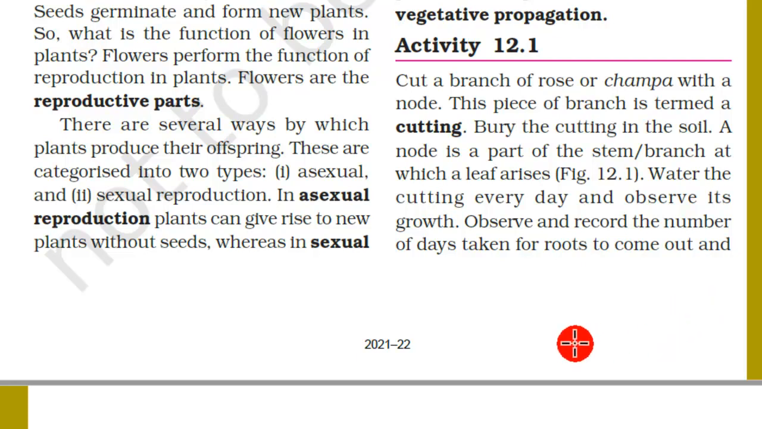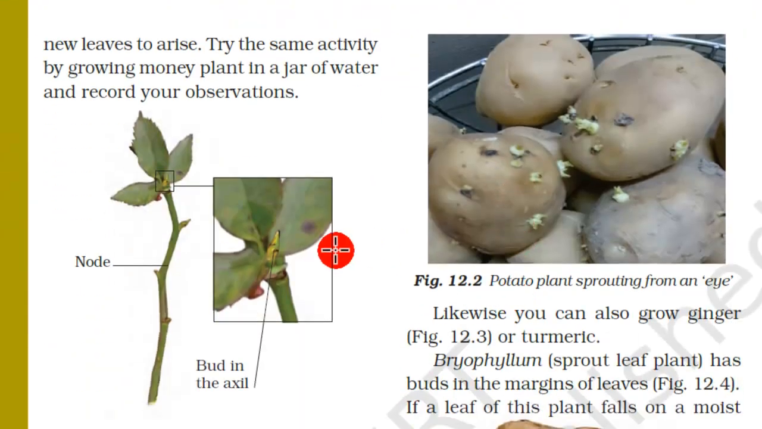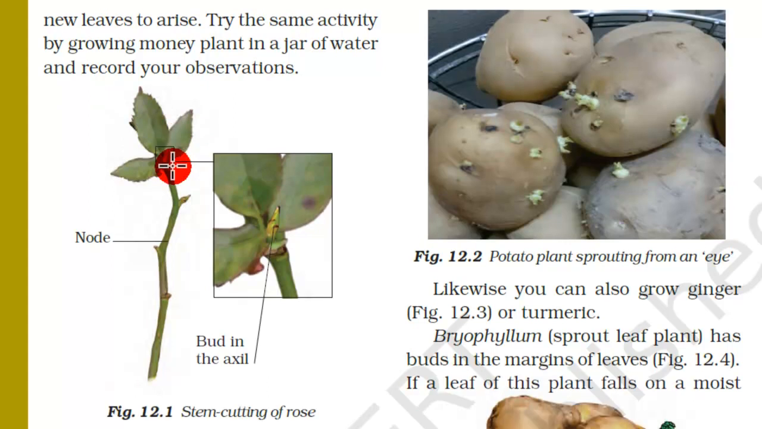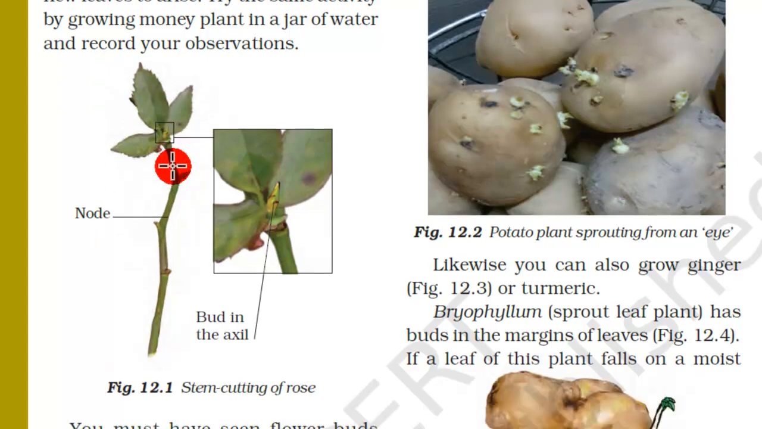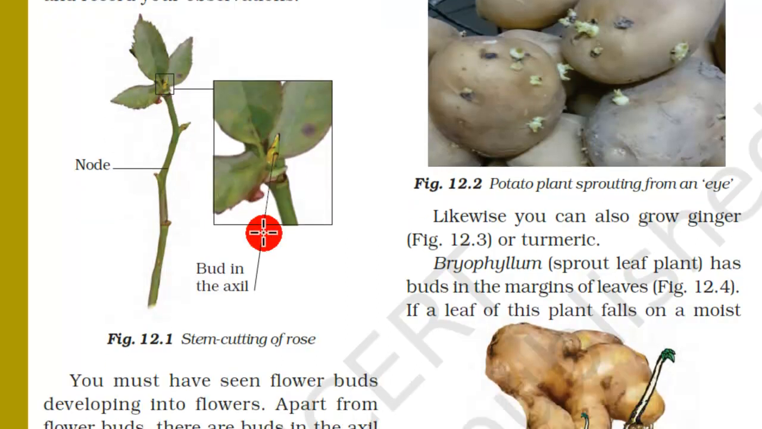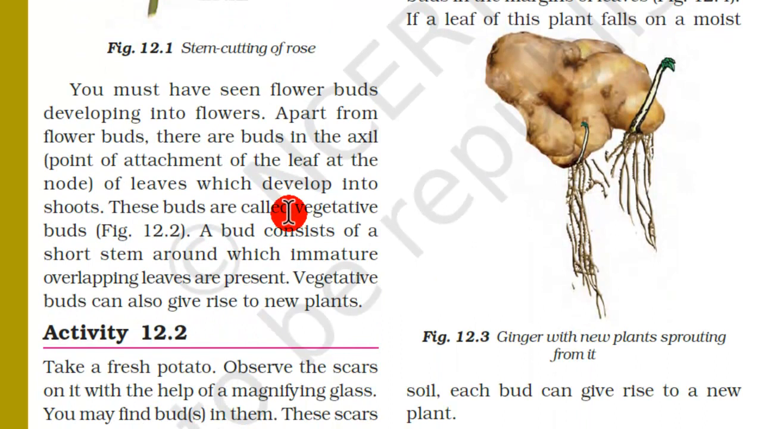We will observe and record the number of days taken for roots to come out and new leaves to arise like this. Like this, we can do the same activity with another plant, say a money plant, in a jar of water, and we can record our observation. Let's see this picture. This is the knot, and this part is the bud in the axil, and this is the stem cutting of rose. With this, a new rose can arise.